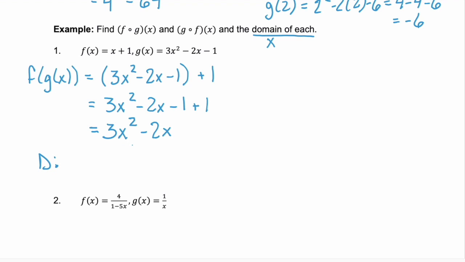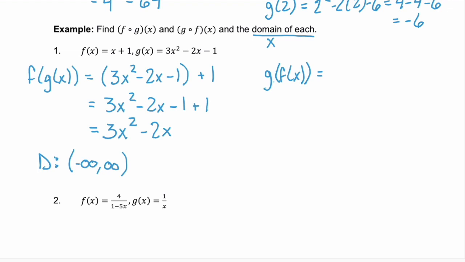Well, this is a quadratic, and we know what a quadratic looks like. It's a parabola, and we know that the domain of a parabola is from negative infinity to infinity. Or you can ask yourself, are there any values for x that you would get an error message? And there aren't for this.